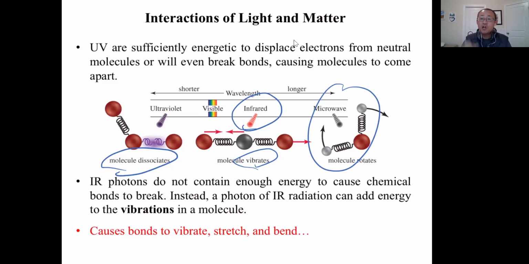Microwaves cause small molecules, especially water in our food, to spin fast. That spinning causes friction because the molecules interact with one another, and that friction causes the temperature of the water to rise so that you can heat your food. So that's microwave; it doesn't even cause vibration. Okay, again, back to our IR. IR doesn't have enough energy to cause a chemical bond to break, so IR causes bonds to vibrate, to stretch, and to bend.